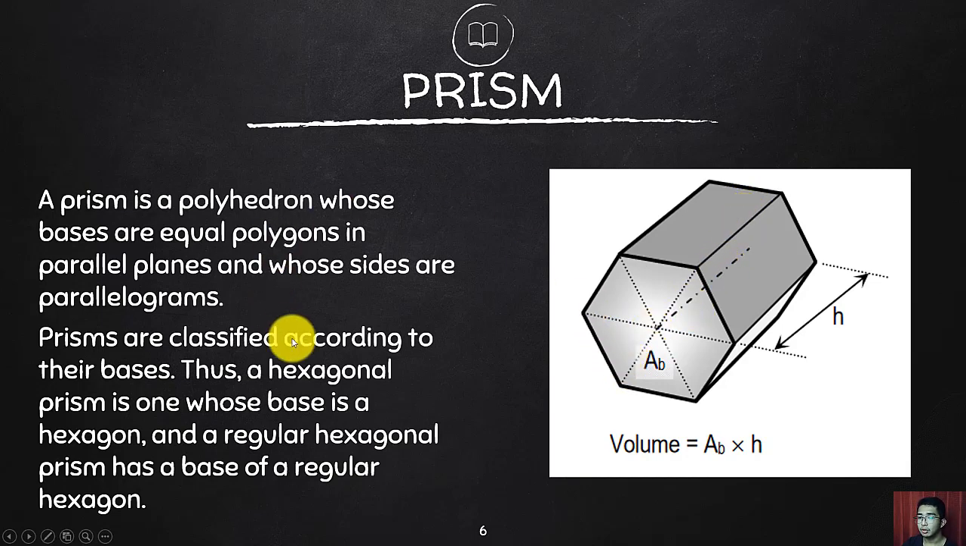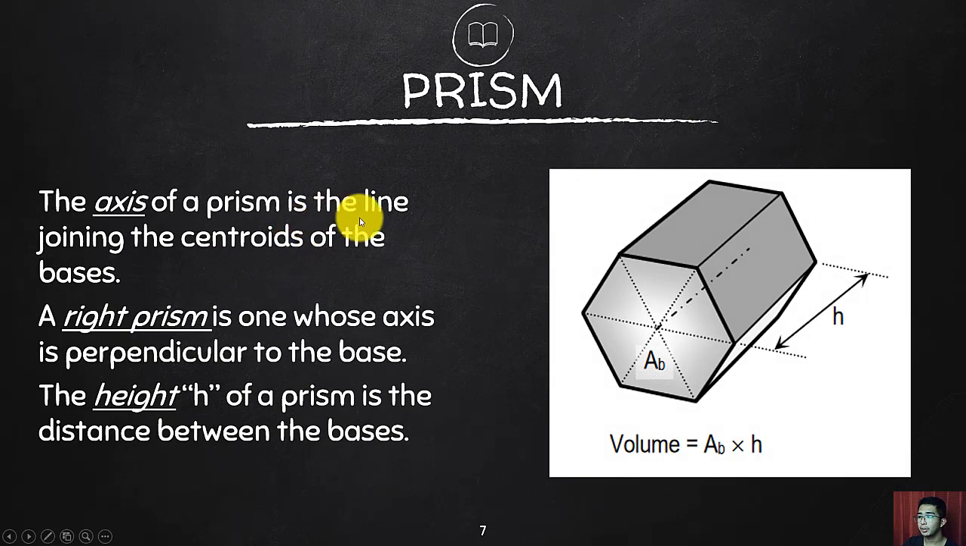The most common thing about prisms is that the majority of them, especially regular prisms, have a volume formula equal to the area of the base. Whatever the base is, if it's a hexagon, that's the area of the hexagon. If the base is a square, that's the area of a square, multiplied by the height or the thickness attained by the prism. This is the formula for prisms. The axis of a prism is the line joining the centroids of the bases.